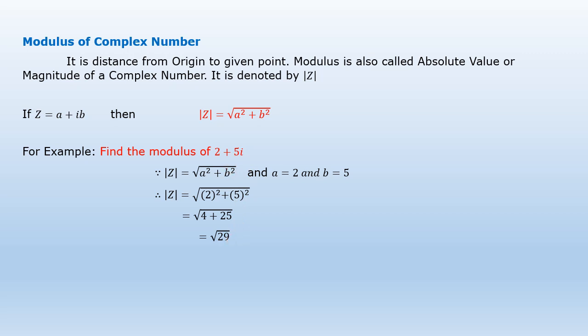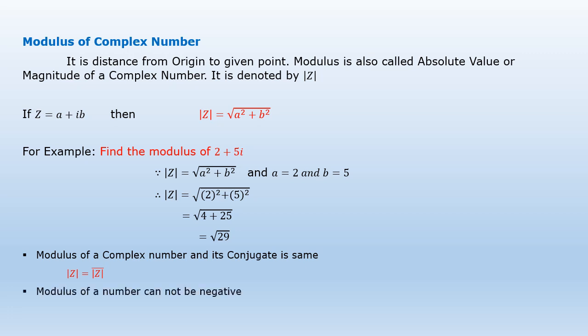Secondly, the modulus of a complex number and its conjugate is the same. It means if we find the modulus of z and the modulus of z bar, meaning the modulus of the conjugate, then the answer would be the same. The modulus of a number cannot be negative because it is a distance.